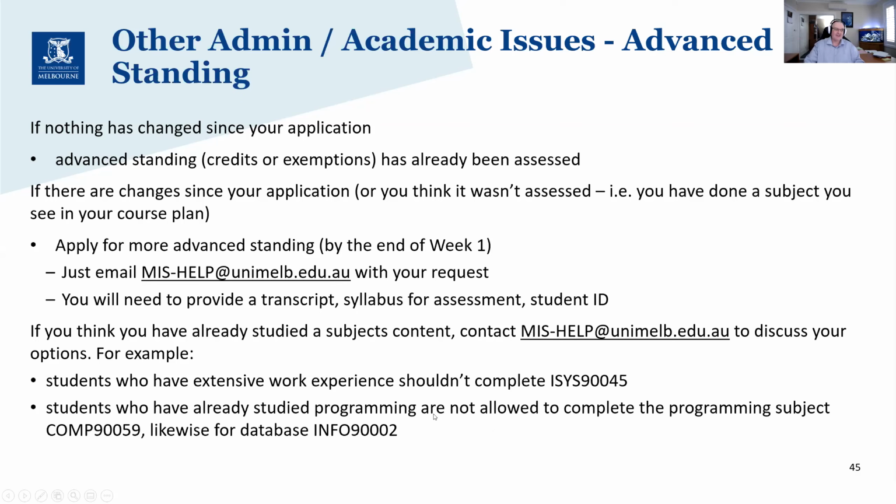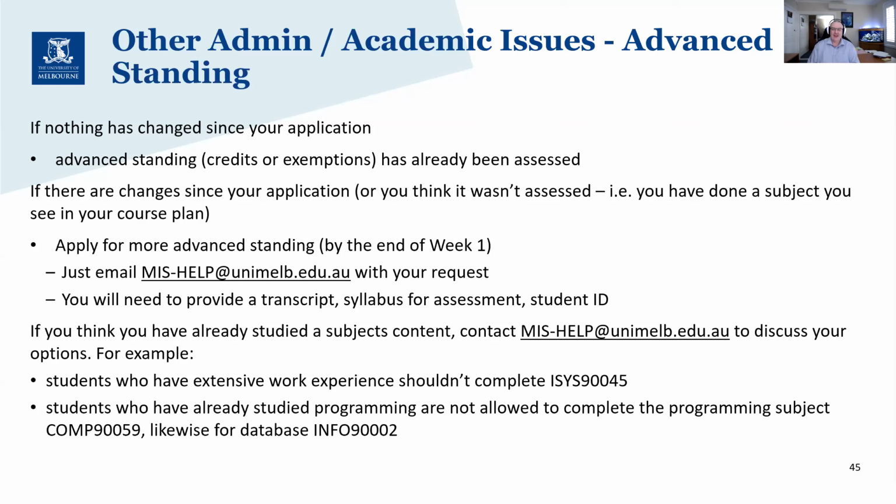Now, a credit is an exemption with credit. An exemption in the terms of the university is a non-credit exemption, okay? So an exemption with credit is given if you studied the same material at a postgrad level. A non-credit exemption is given if you've studied similar material, but at an undergraduate level.